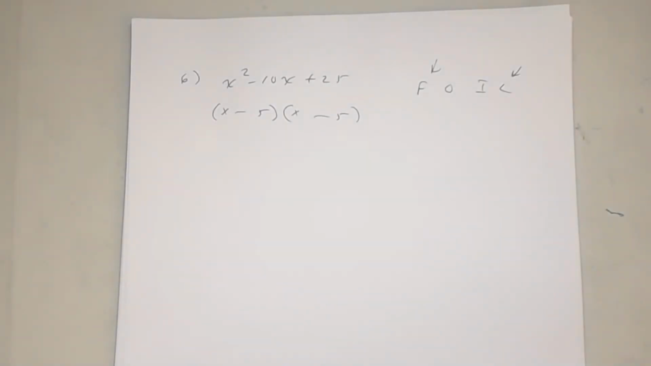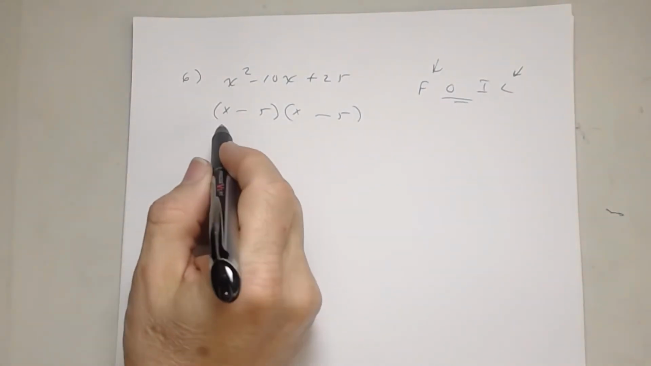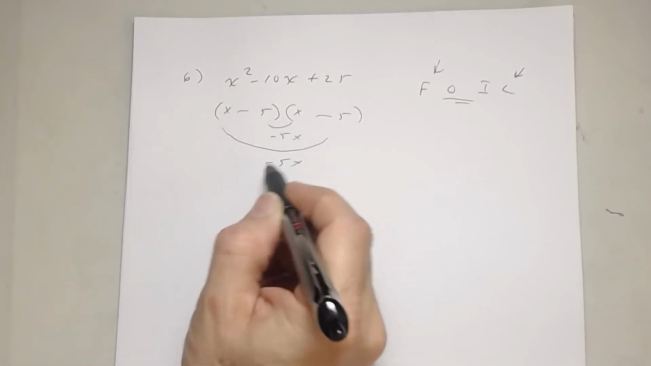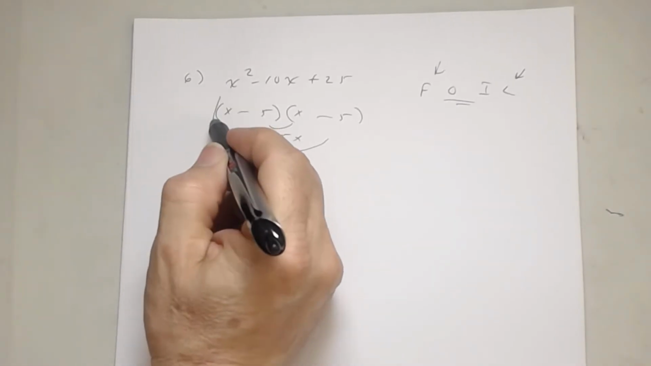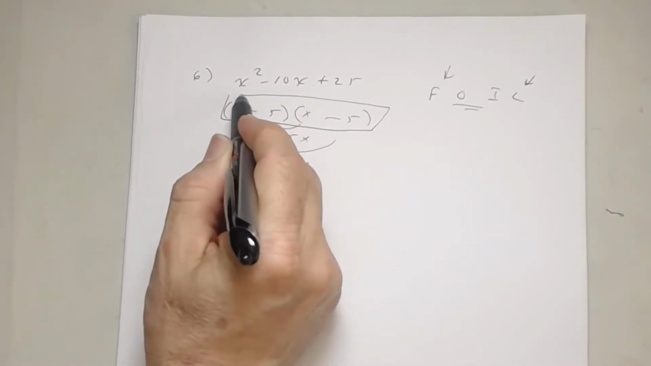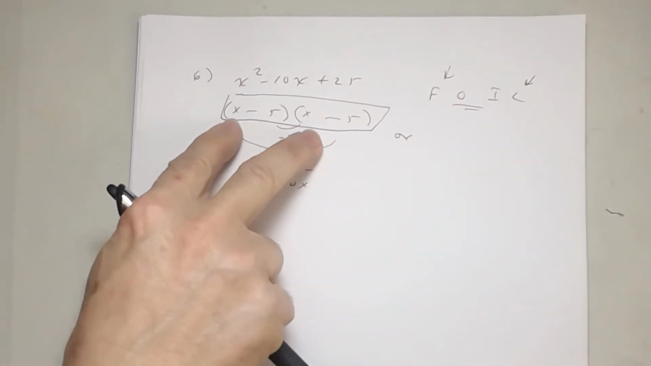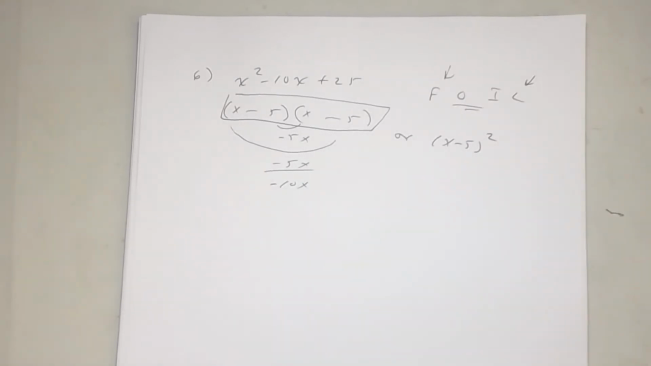Now always check yourself. You got to check that. The only thing we haven't checked was the outer and the inner. What's my outer? What's the inner? When I add them up, what do I get? And that's what you wanted. So the answer is x minus 5 times x minus 5. Or, since those two factors are the same, you can say x minus 5 squared.